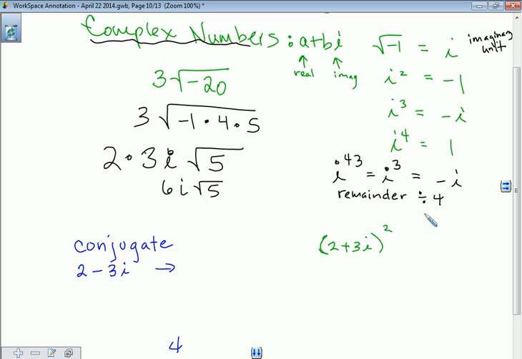Okay? So just divide it by a high number, or does that have to be 4? Always 4 because the pattern repeats every 4. So because the pattern repeats after the fourth one, that's why you divide by 4.